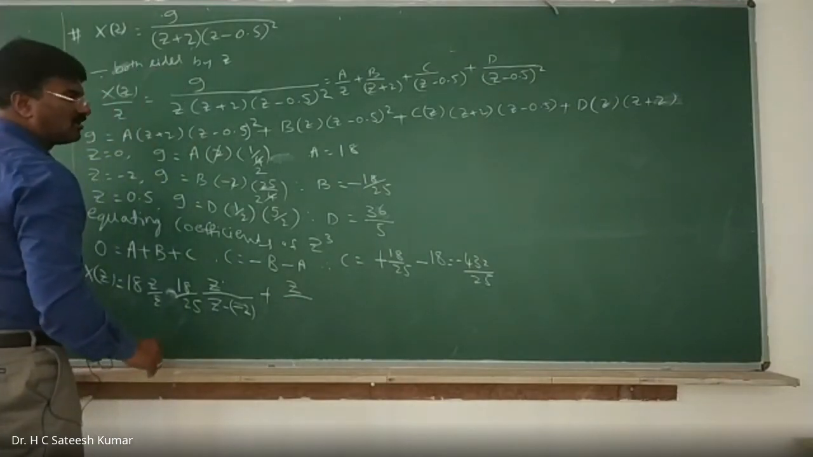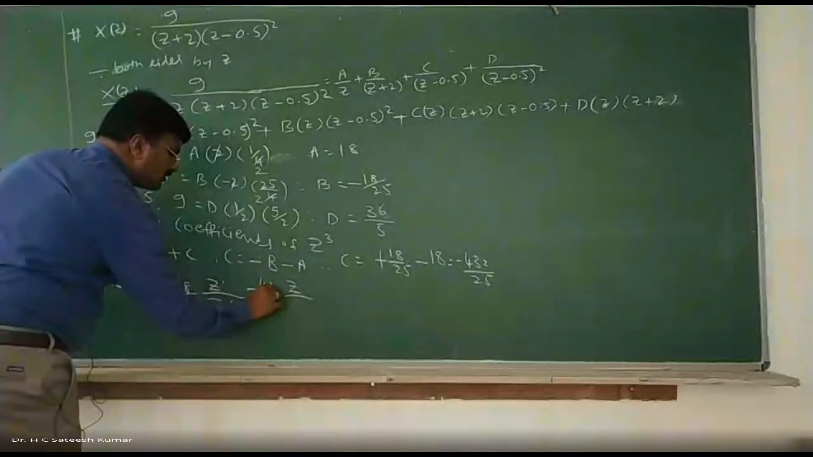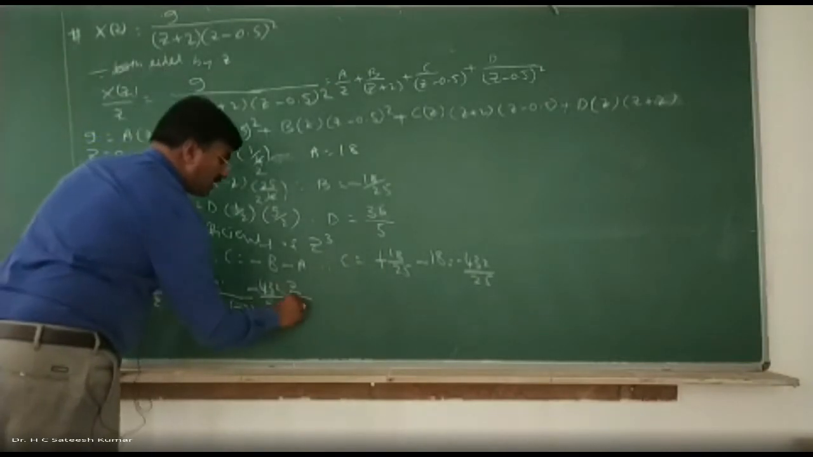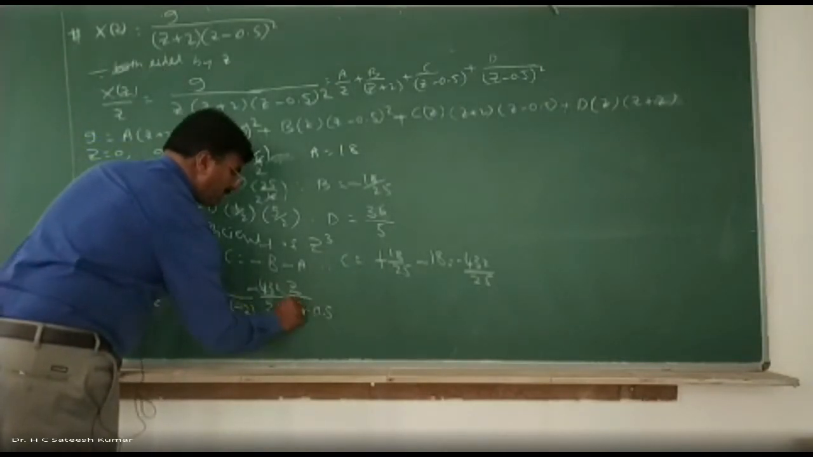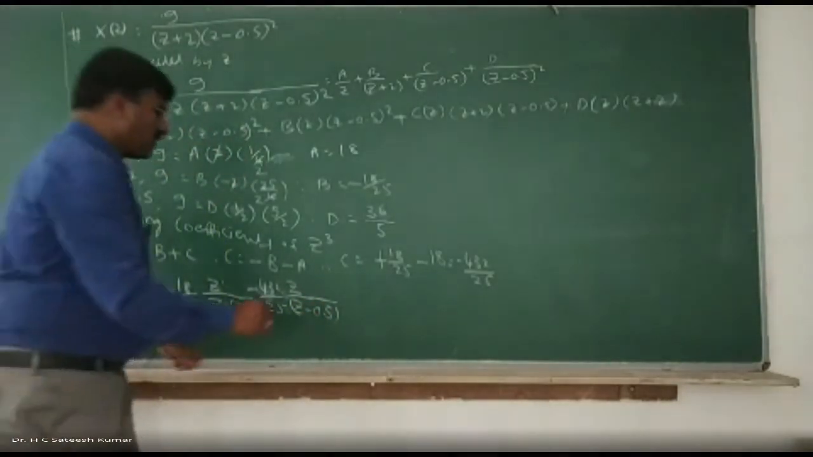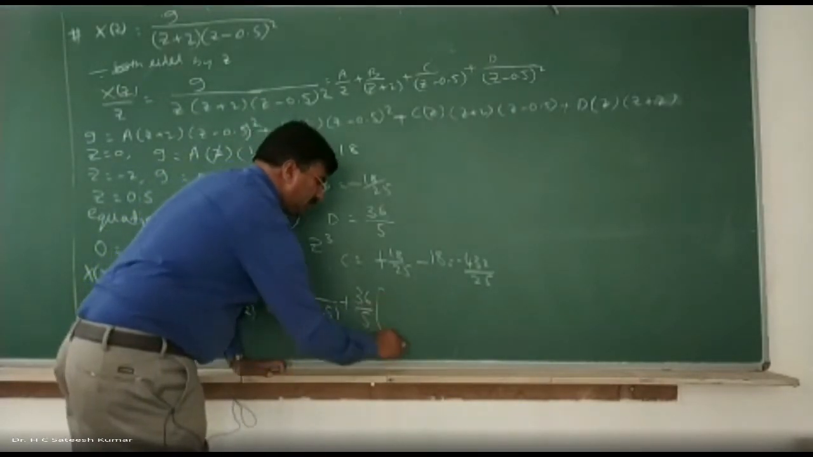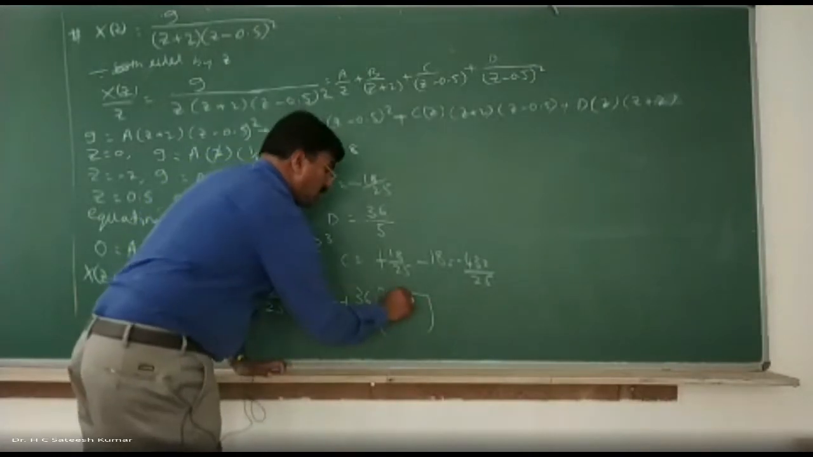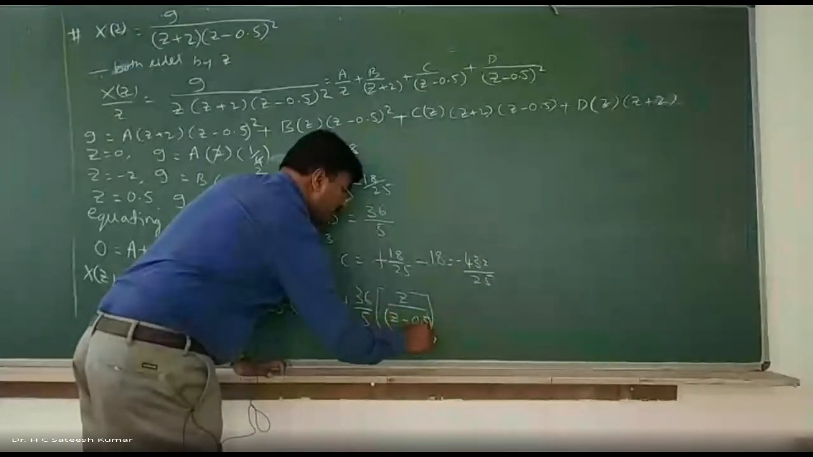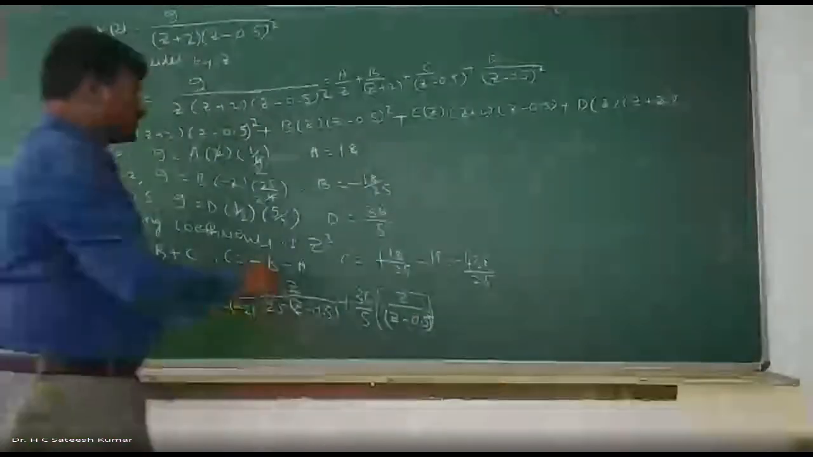C is minus 432 divided by 25, into z divided by z minus 0.5. Okay, right. What about D? D is how much? D is 36 by 5, into z divided by z minus 0.5 whole square. Okay, right. Now, once you get this one, sketch the ROC.